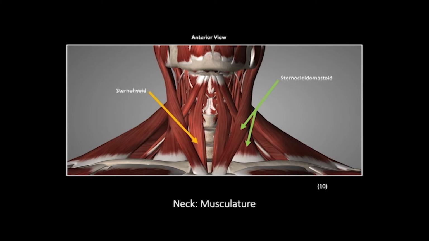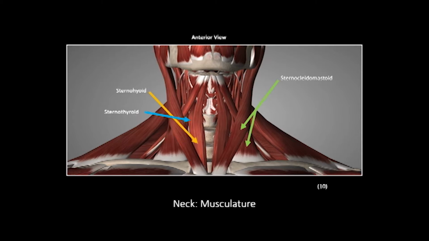Next, we have the sternohyoid muscle. This is attached to the manubrium of the sternum and the hyoid bone, which is up here. This is innervated by part of the cervical plexus and is involved with depression of the hyoid and larynx to help with swallowing and speaking.